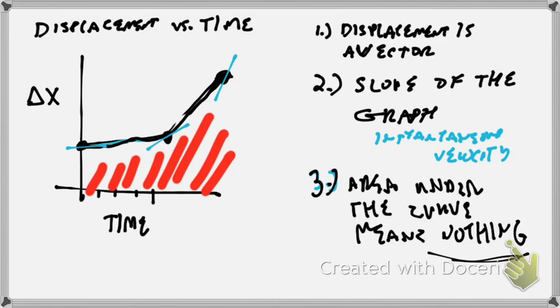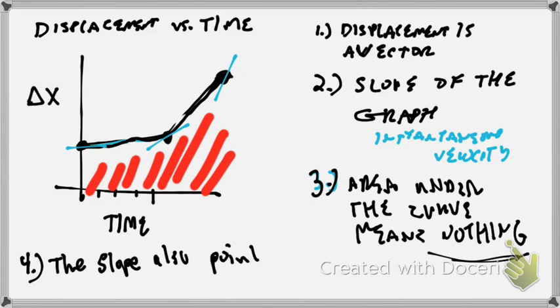And so another way of looking at this, let me go ahead and erase this, is that the slope also points to the direction of the velocity.